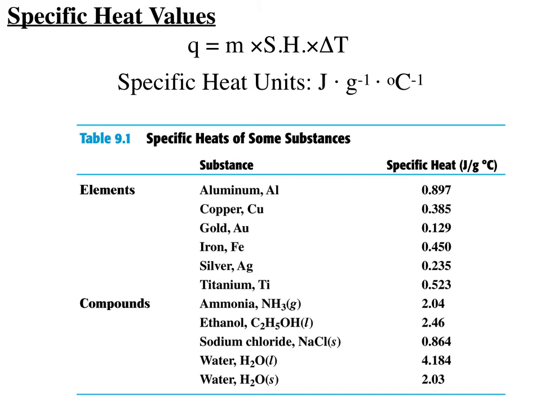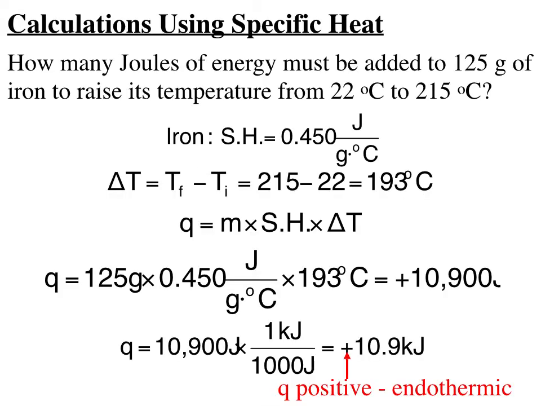Look at an example of using the specific heat formula. You can go to my calorimetry help page and do a bunch of practice problems of this type in preparation for your final exam. So how many joules of energy must be added to 125 grams of iron to raise its temperature from 22 to 215 degrees C? To do a problem like this, you would have to know the specific heat of iron, which I would supply for you as being 0.450 joule per gram per degree C.